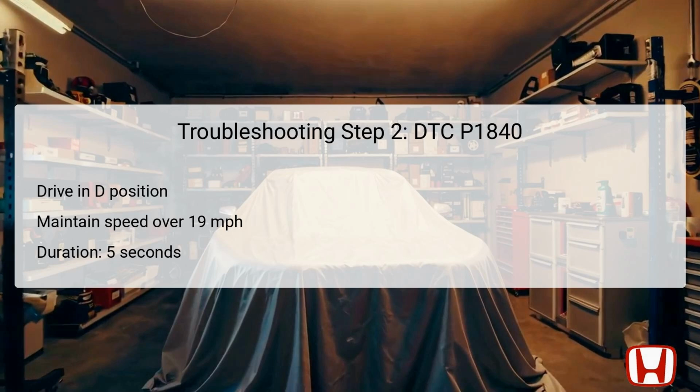During the second step of troubleshooting, drive the vehicle in the D position, ensuring that the speed exceeds 19 miles per hour for at least 5 seconds. This particular maneuver is essential to evaluate the behavior of the CVT speed sensor under actual driving conditions. The specified speed and duration allow for proper assessment of the sensor's performance in detecting the forward rotation of the secondary driven gear. It's crucial to adhere to safe driving practices and traffic regulations when performing this step.